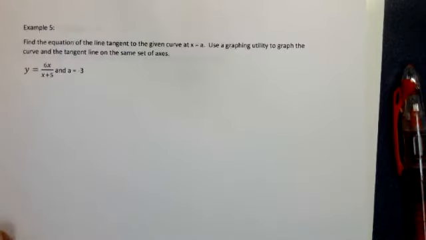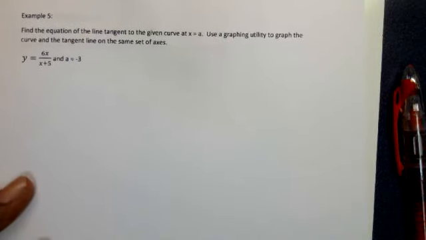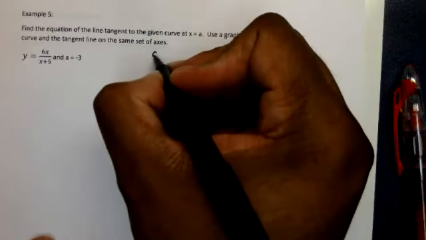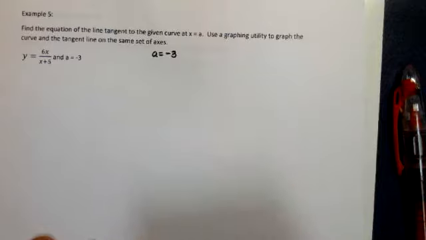Let's look at this example 5. Here we're going to find the equation of the line tangent to the given curve at x is equal to a. Here we're going to use the graphing utility to graph the curve and the tangent line on the same set of axes. Say we got y equals 6x over x plus 5 and a is equal to negative 3.